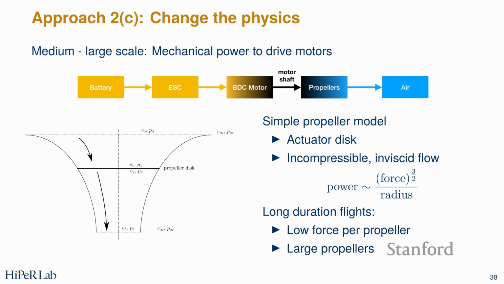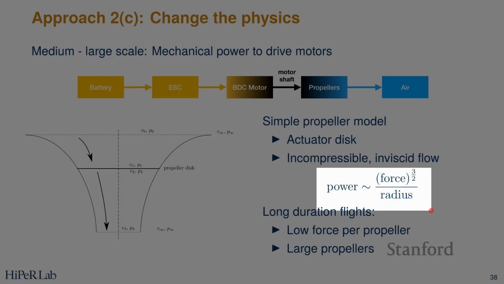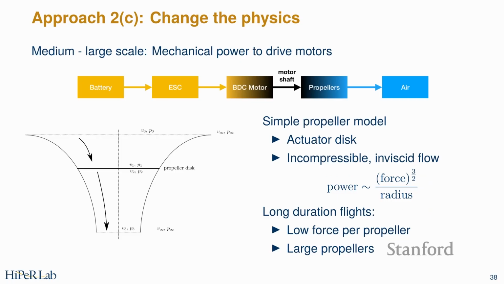When you first learn about it, you model the propeller as sort of this magic disk that just adds energy to the flow. Nothing is rotating, but it's surprisingly predictive. And if you do the math for this, you come up with this power relationship. So the power that I require for a propeller will be proportional to the force to the power 1.5 and inversely proportional to the radius of the propeller.